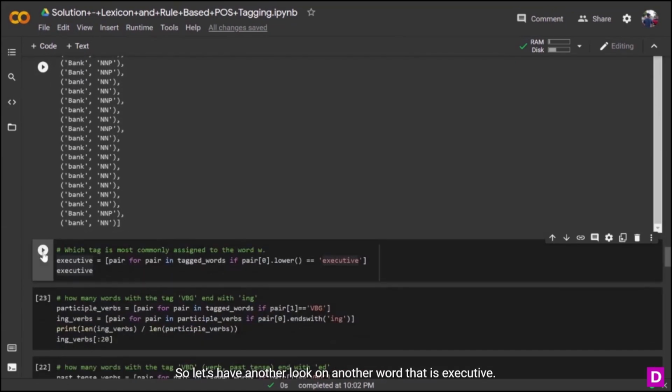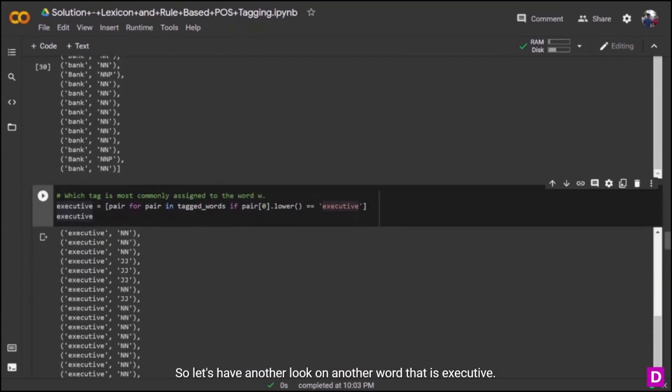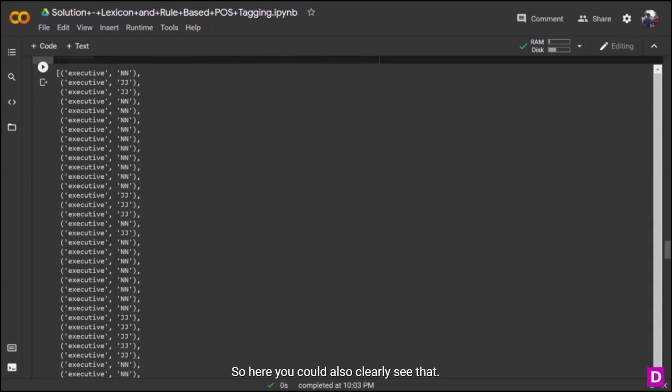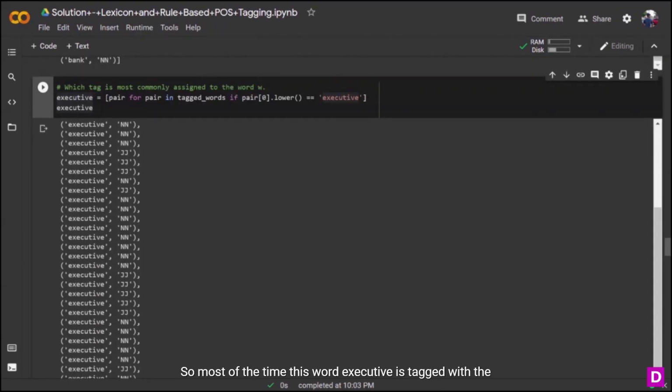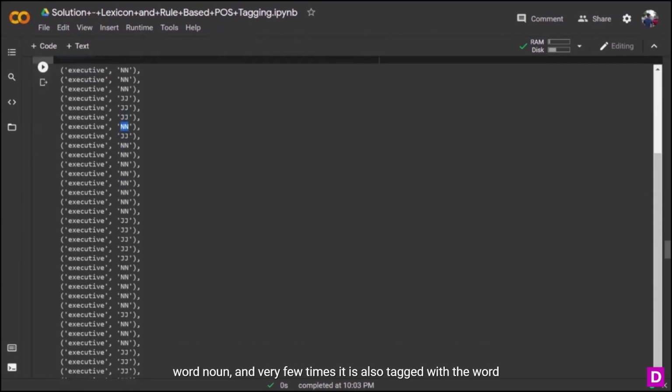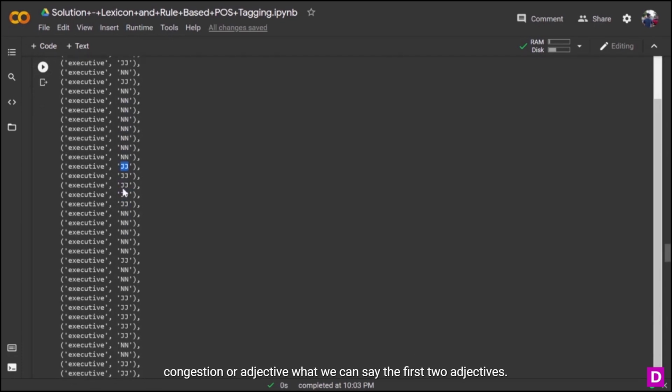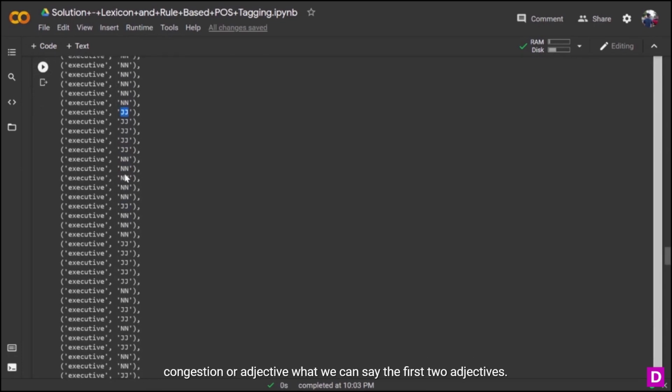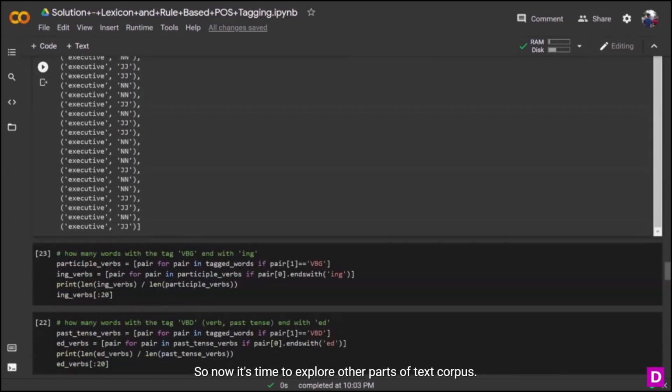Let's have a look at another word, that is executive. Here you can also clearly see that most of the time this word executive is tagged as a noun, and very few times it is also tagged as an adjective, since JJ refers to adjective.